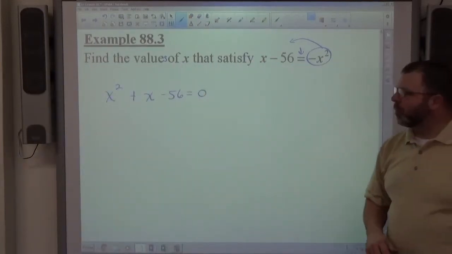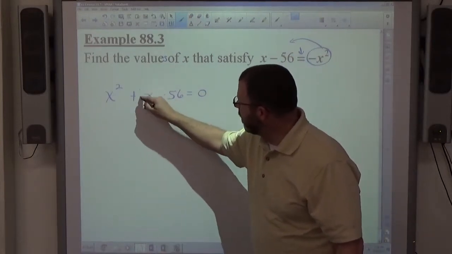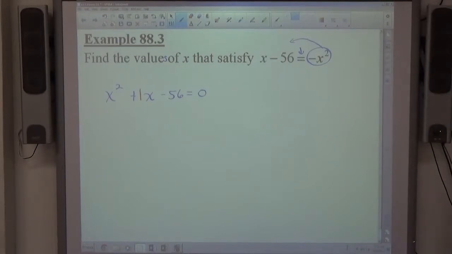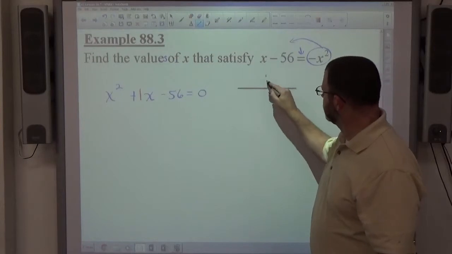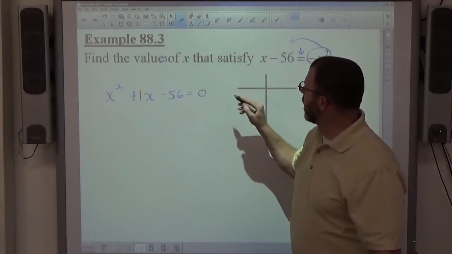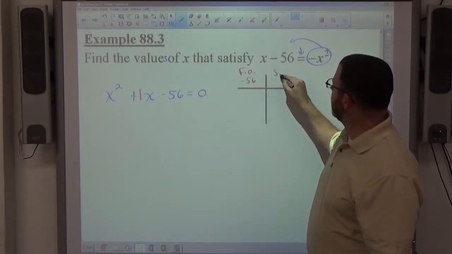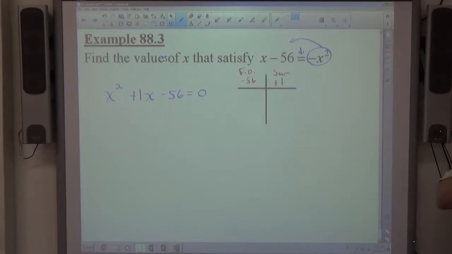One thing that doesn't show up here that might be helpful to you, not a requirement, but it might be helpful: don't forget there's a number in front of x. So there's that 1x there. When we make our factoring chart, we're looking for two numbers that multiply to make negative 56, whose sum is positive 1. Negative 7 and 8 will do the trick.